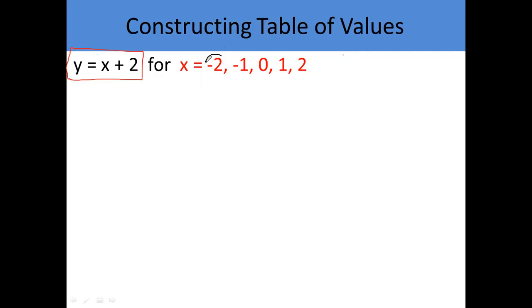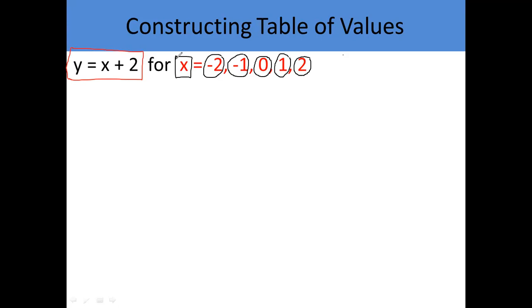You are given the value of x, where x is negative 2. When x is negative 2, what is y? When x is negative 1, what is the value of y? When x is 0, what is the value of y? And so on. When x is 1, what is y? And when x is 2, what is the value of y? So you are given the value of x. Therefore, all we do is find the value of y.